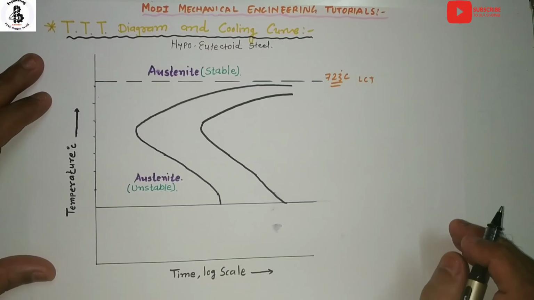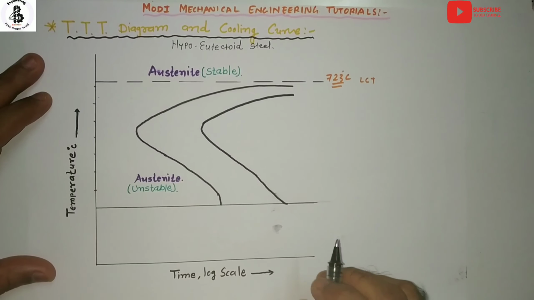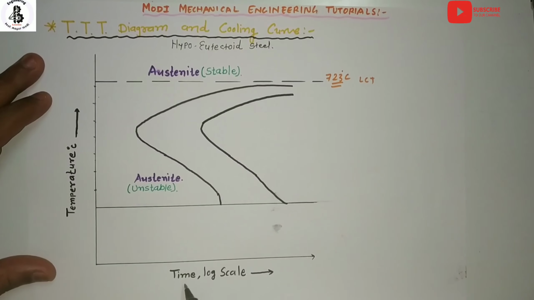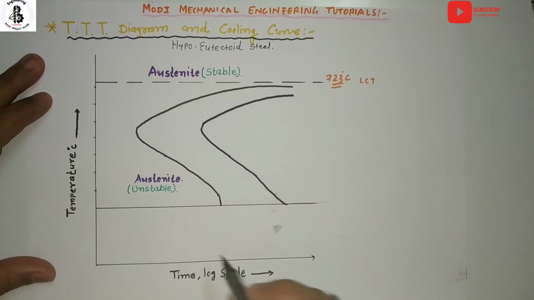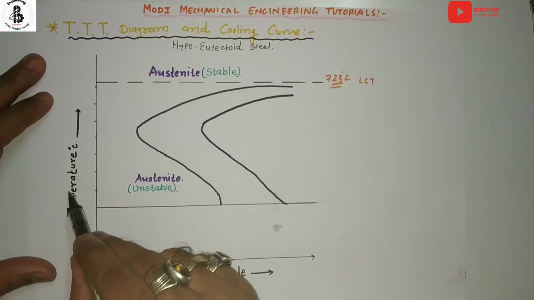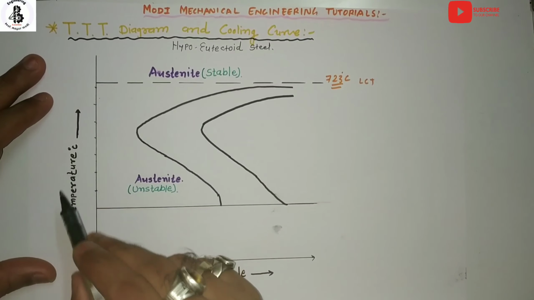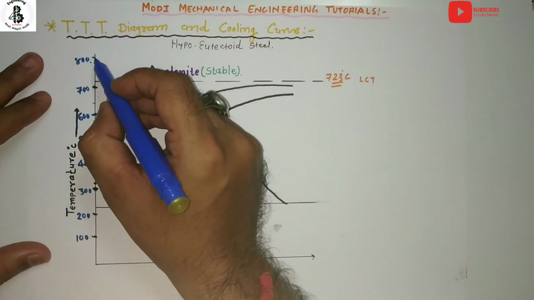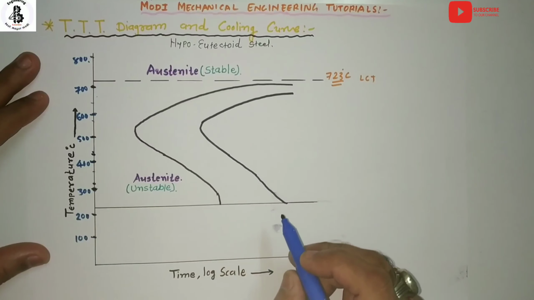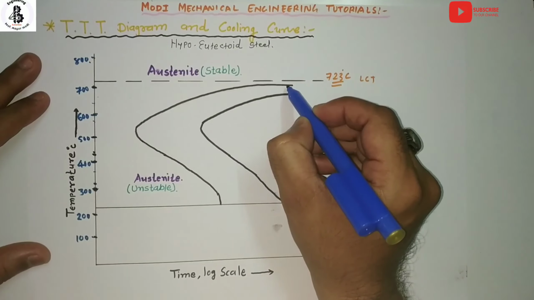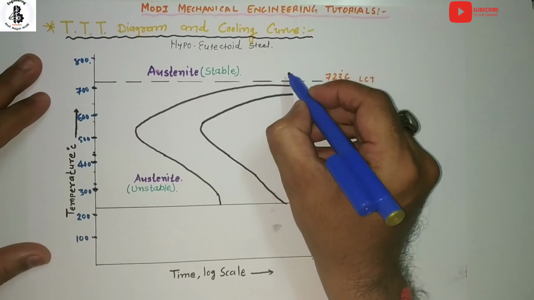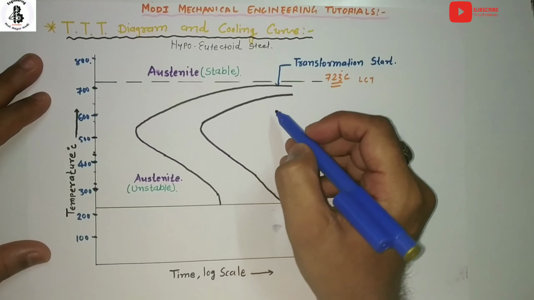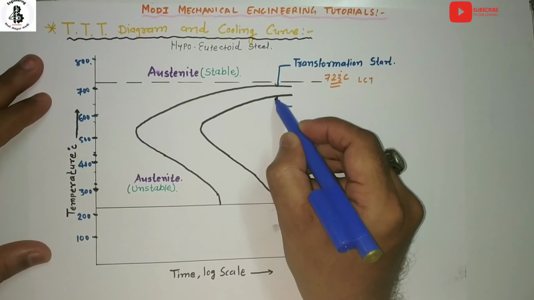As we already discussed in the basic TTT diagram in my last theory, the x-axis is the representation of time on a log scale, and the y-axis is the temperature in degrees centigrade, from 100, 200, 300 up to 800. As per the general TTT diagram, these lines act as the transformation start, and these lines act as the transformation end.